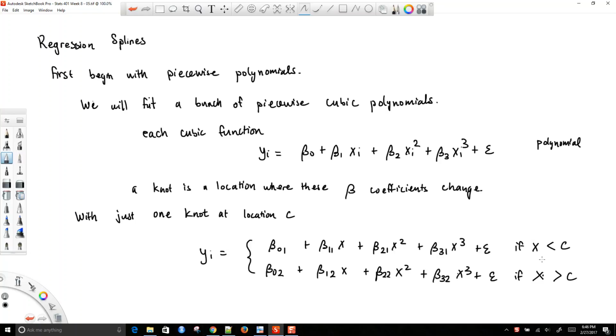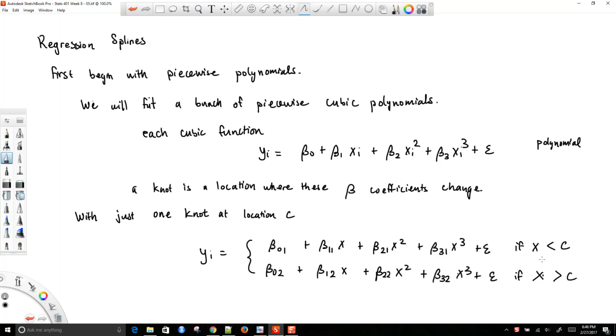All right, and so there's this question of how many knots should we put? However many knots you have, you're going to have one more cubic to fit. So with 1 knot you've got 2 cubics to fit. With 2 knots you're going to have 3, and with 10 knots you'd have 11 things to fit.